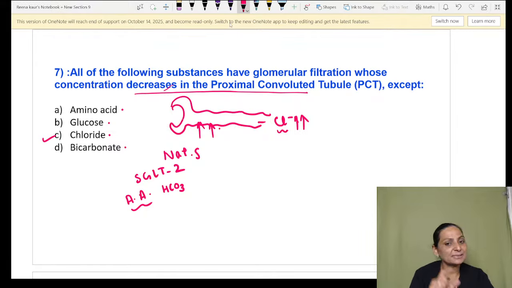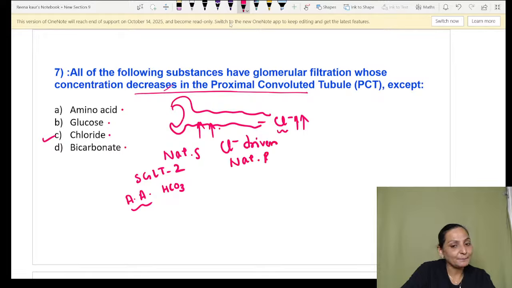Because of the increase in the chloride concentration, you get something which is called chloride-driven sodium reabsorption. Why? Because in the second half of the PCT the chloride concentration is more and it is going to drag sodium.